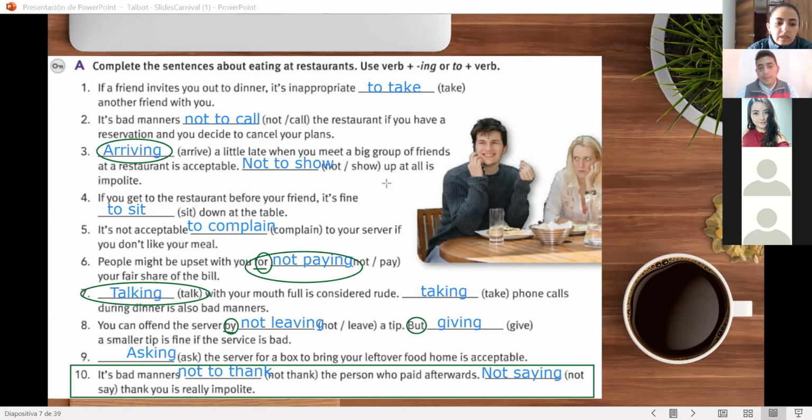Okay, guys? Es decir que la primera parte o ese arriving o talking, que es con lo que estamos empezando la oración, está haciendo las veces de sujeto, ¿sí? Por eso le vamos a añadir la ing, ¿no? Arriving, llegar tarde. La parte más importante de la oración es este sujeto llegar, ¿no? Llegar tarde. So, arriving, cuando el verbo actúa como sujeto, va con ing al inicio de la oración.